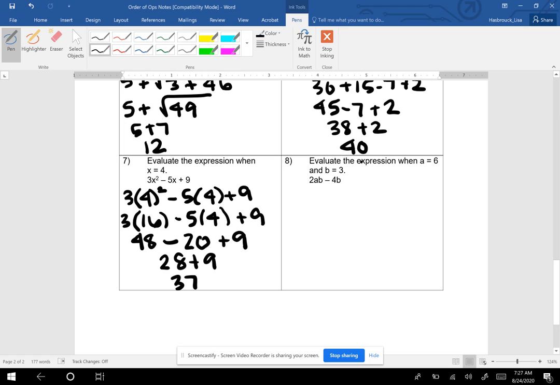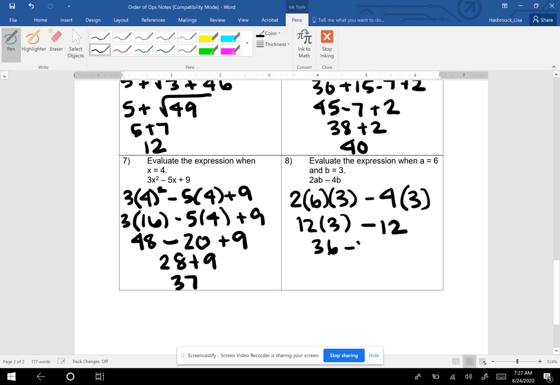For 8, we're evaluating, but we have A is 6 and B is 3. So we're substituting for 2 letters. When I do this, I'll have 2 times A, which is 6, times B, which is 3, minus 4 times B, which is 3. Now that I've substituted, I can use order of operations. Parentheses and exponents we can skip over. We do have multiplication. 2 times 6 is 12. 4 times 3 is 12. Now I'm going to do 12 times 3, which is 36, to get 36 minus 12, which is 24.